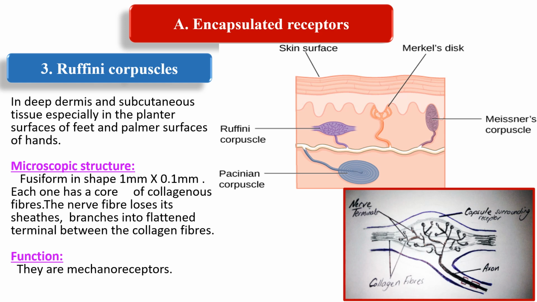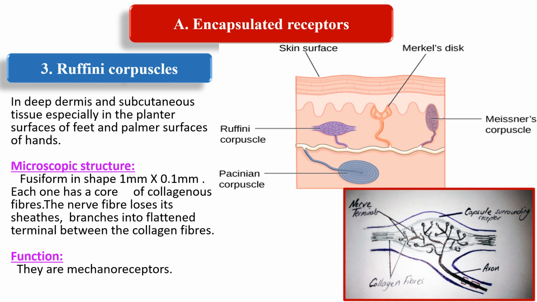They are found in the deep dermis, as I have mentioned, and present also in the subcutaneous tissue, where in the feet and the hand. What about microscopic structure? In shape, it is fusiform. As regards the diameter, it is 1 millimeter by 0.1 millimeter.